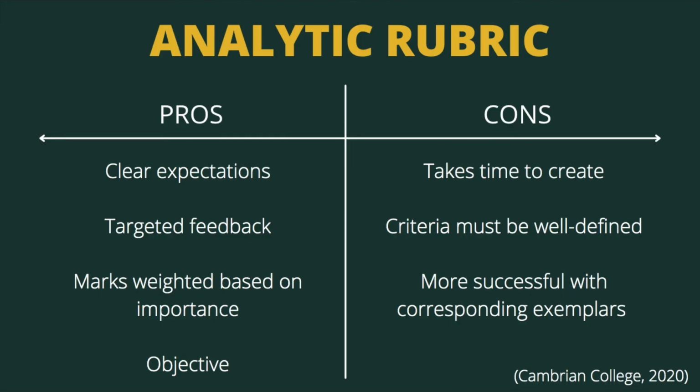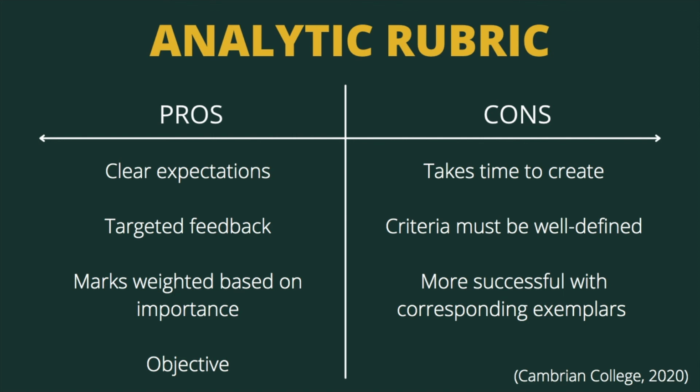The analytic rubric has its pros and cons as well. Some of the pros include that it provides clear expectations for students. You can use this as an instructional tool so that students know exactly what to do for their assessment. The analytic rubric provides targeted feedback, and you can change your marks and weigh them based on the importance, as I've already mentioned. Finally, a pro for the analytic rubric is that it is completely objective.